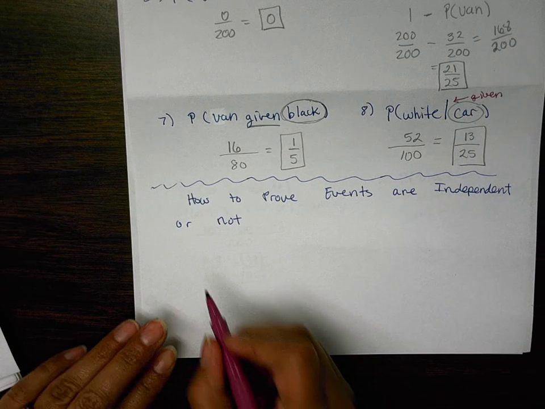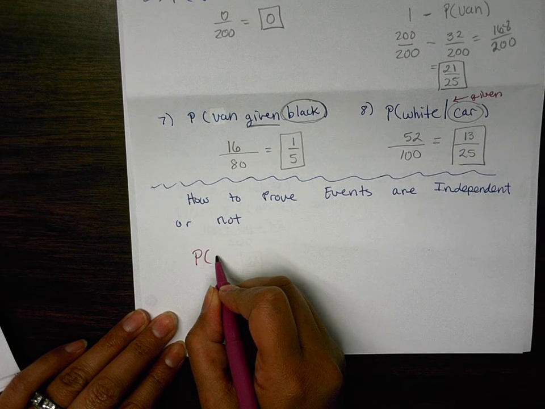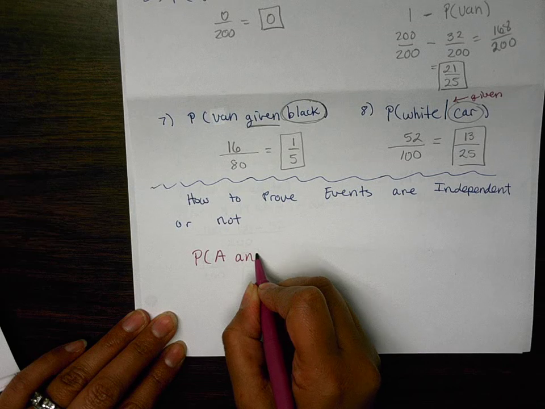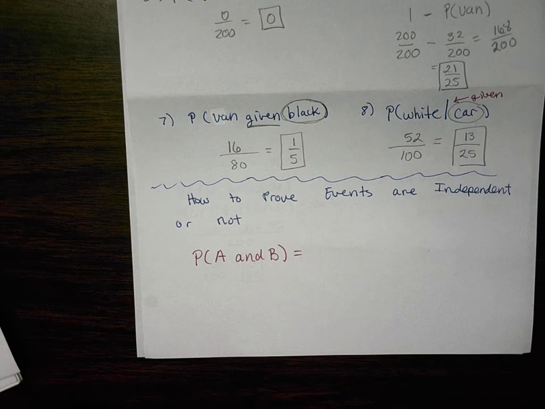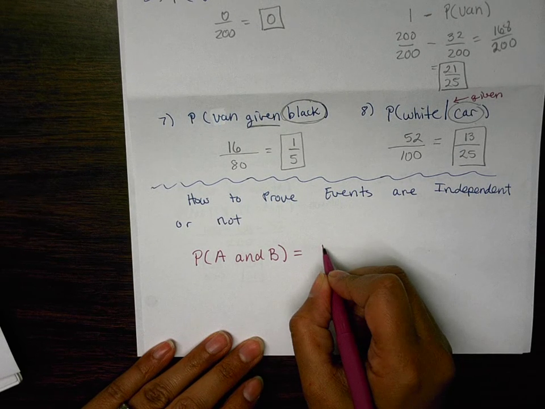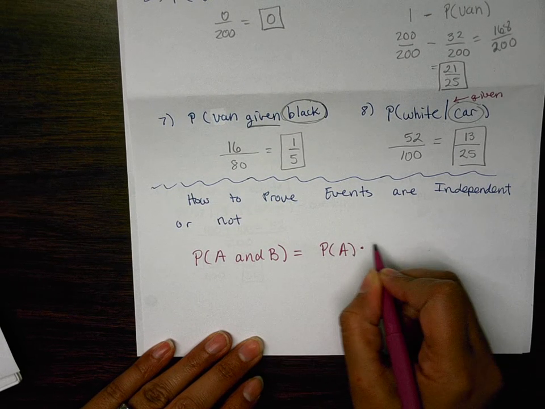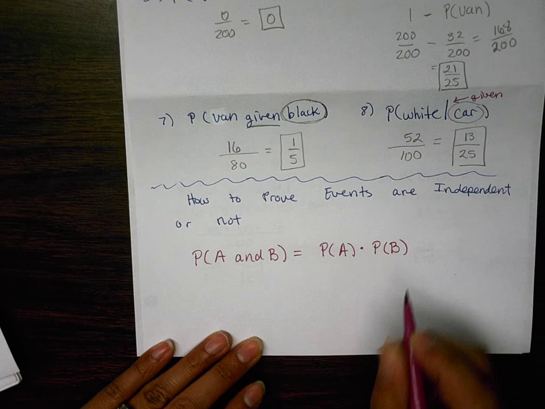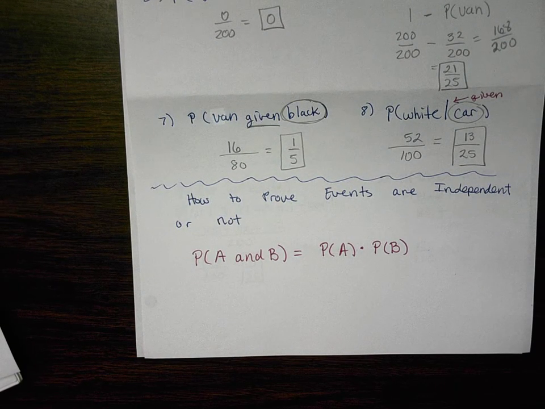Okay, probability of A and B happening equals, if it equals 0, that proves the events are what? Mutually exclusive. We're not dealing with mutually exclusive right now. It equals the probability of A times the probability of B. So what this means, you're going to be given a Venn diagram.